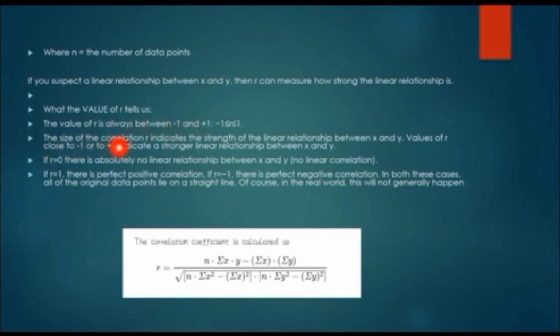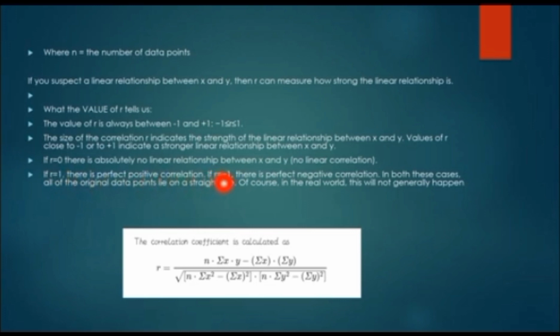The size of the correlation r indicates the strength of the linear relationship between x and y. Values of r close to -1 or to +1 indicate a stronger linear relationship between x and y. If r equals 0, there is absolutely no linear relationship between x and y, no linear correlation. If r equals 1, there is perfect positive correlation.